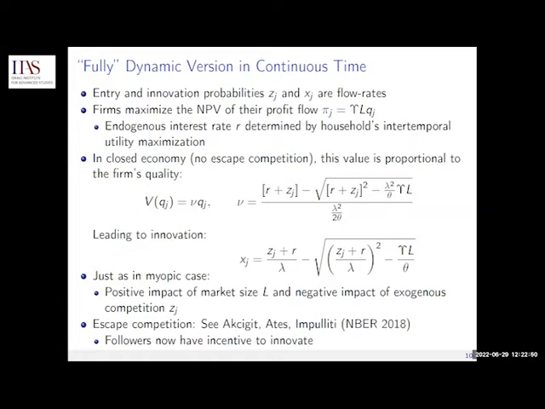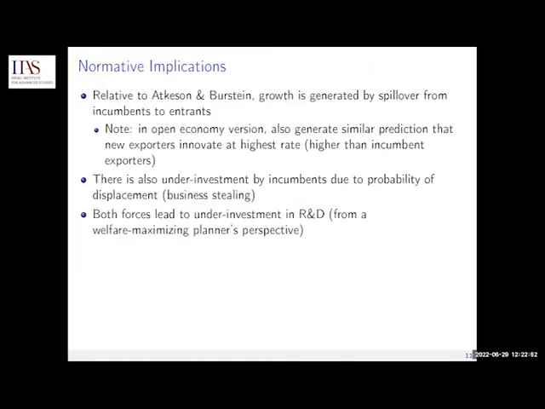So this is a version without escape competition. You can add escape competition. I talked about that. So there are the normative implications. Let me just add this part. Another thing that I like about the model that I showed you, even forgetting about escape competition, just go back to just the single monopolist. You can also do it with escape competition, but go back to just the single monopolist, right?